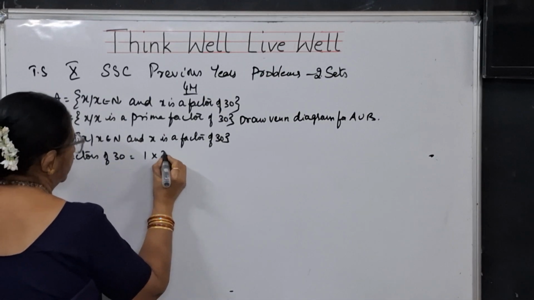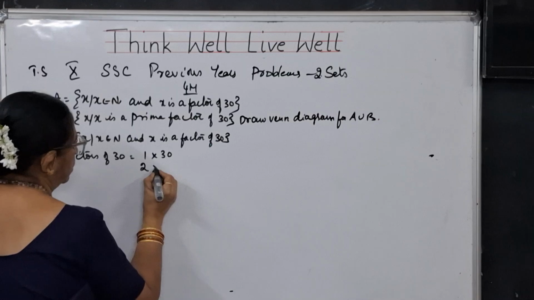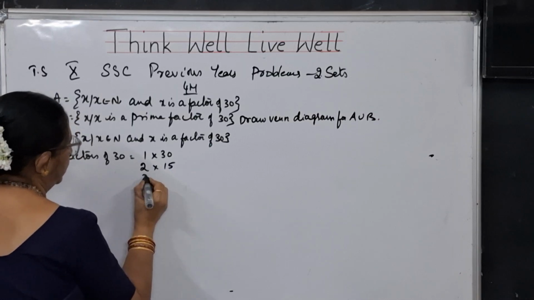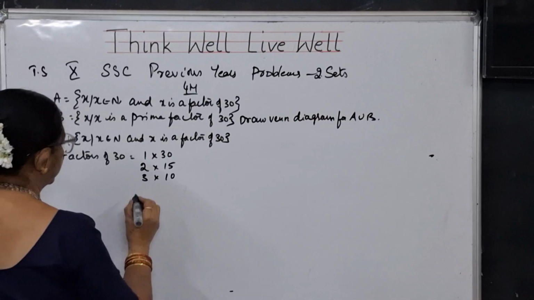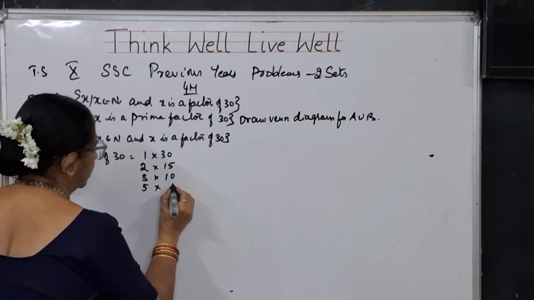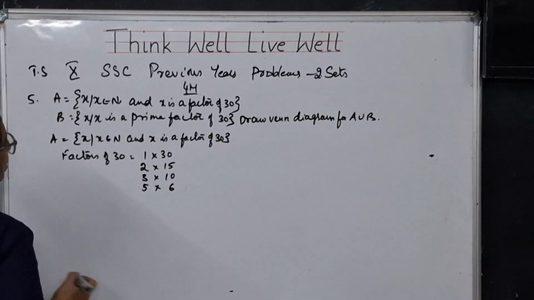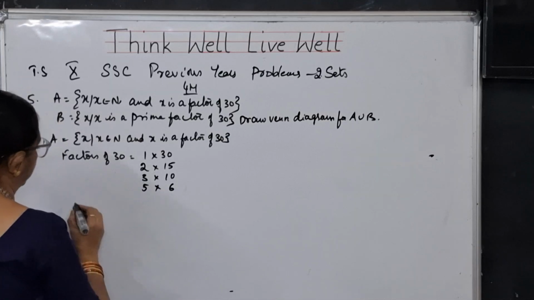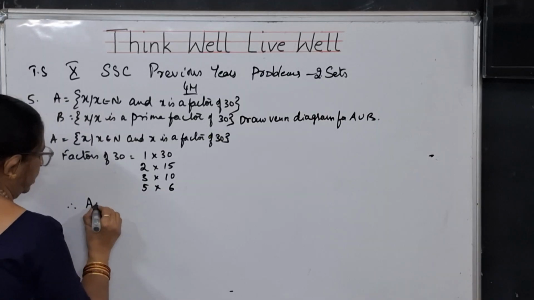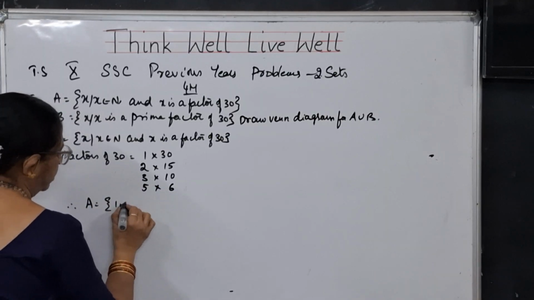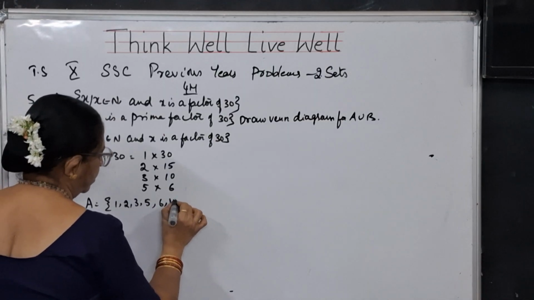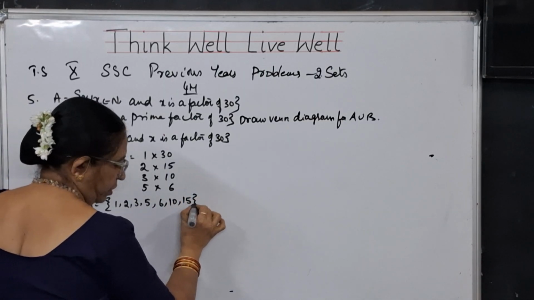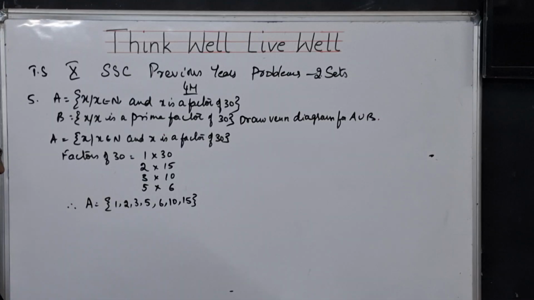Factors of 30: 1 into 30, 2 into 15, 3 tens are, 4 you don't get, 5 sixes are, 7, 8, 9, 10, 10 already we have written. Therefore, set A is equal to 1, 2, 3, 5, 6, 10, 15. Okay children, these are the factors of A.